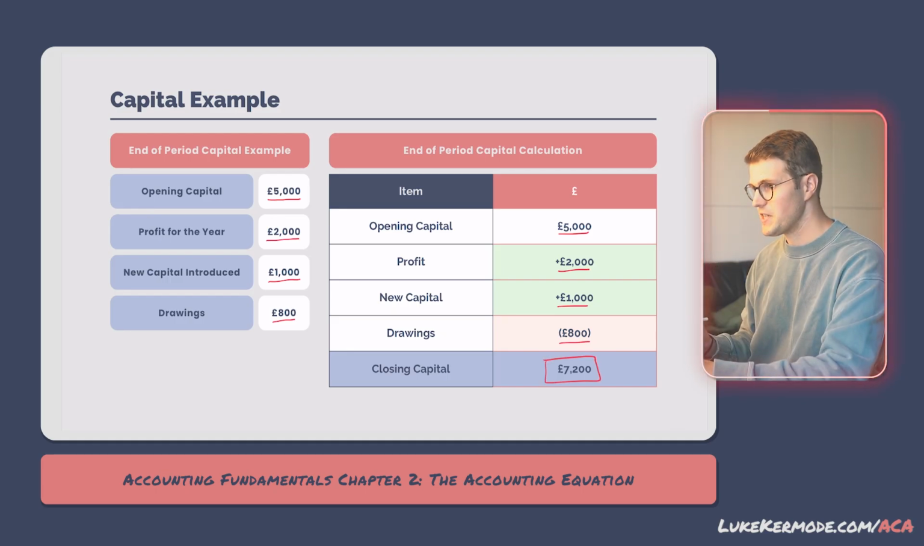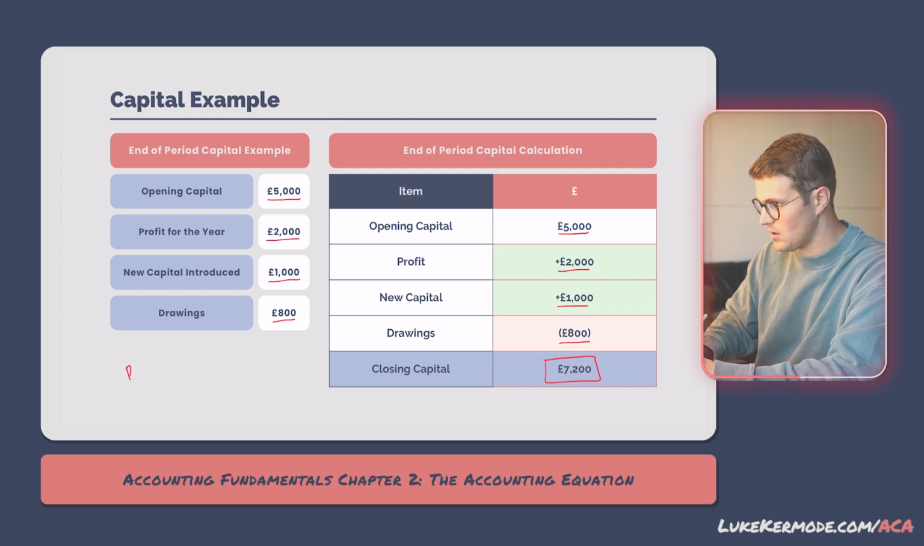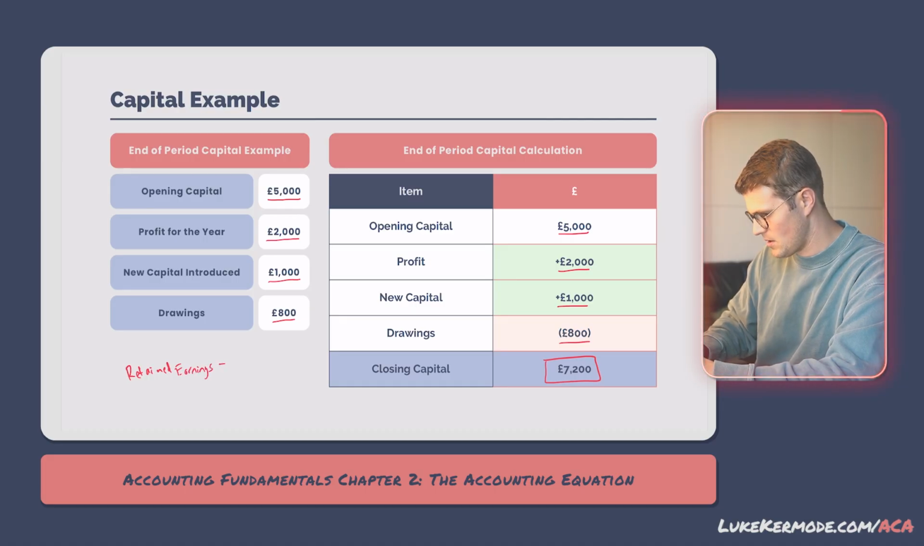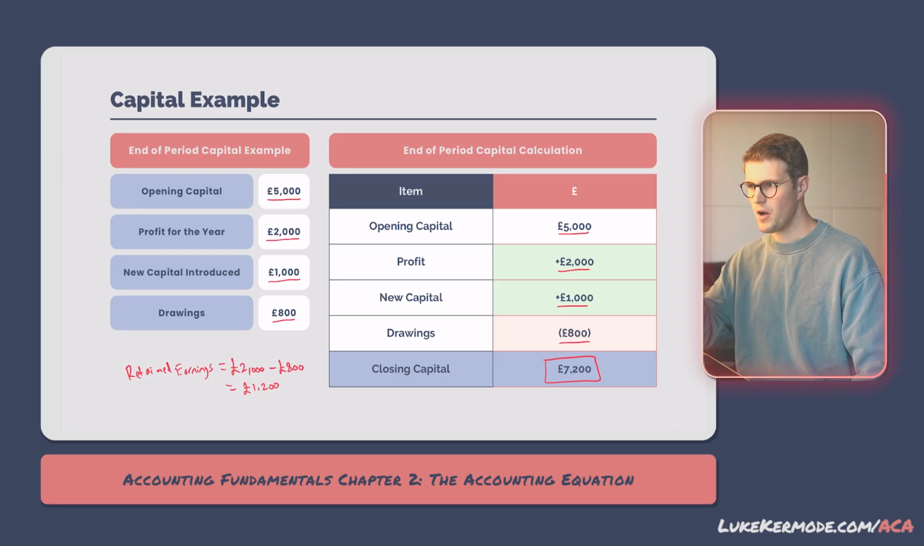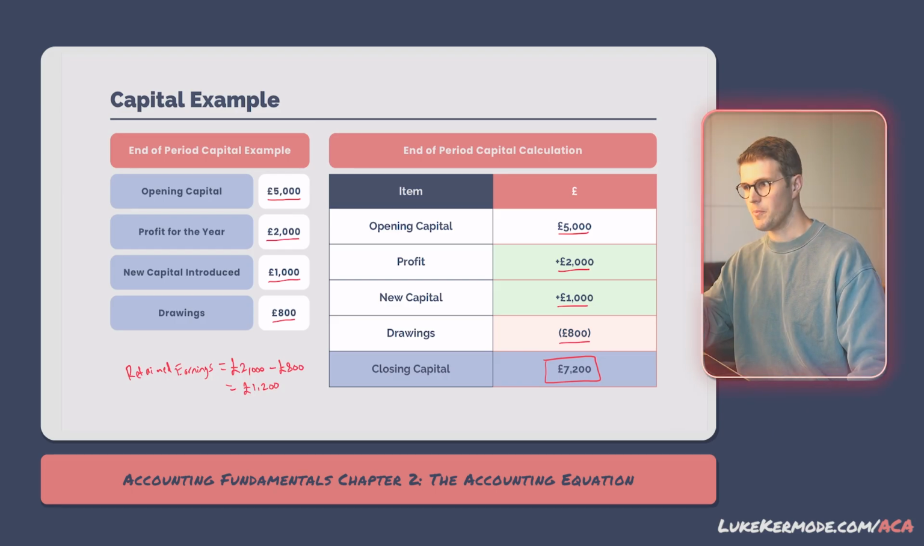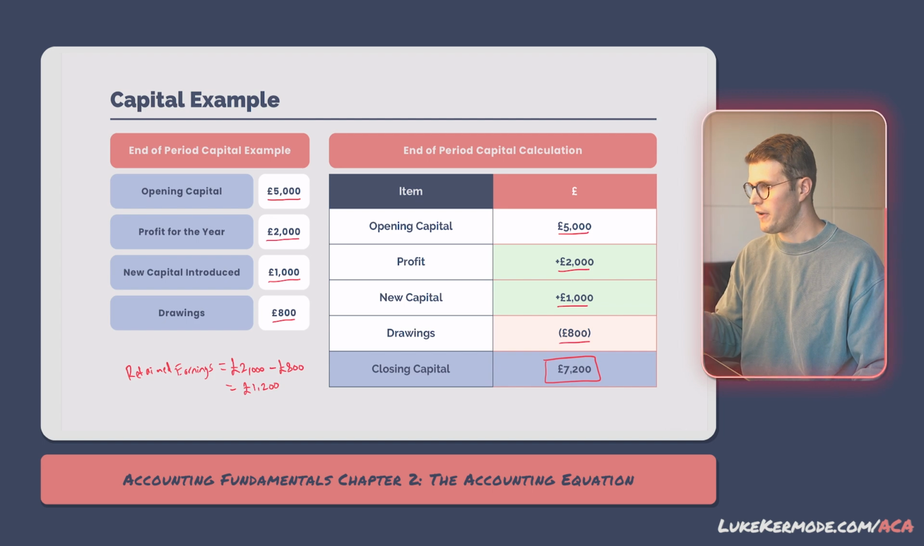And in this example, the retained earnings for the period would be the profit of £2,000 minus £800 worth of drawings equals £1,200. That would be the retained earnings if we were asked to calculate that as well. So hopefully this worked example shows how the owner's capital balance can change over time and how profit, additional capital investment and drawings all feed into the calculation.